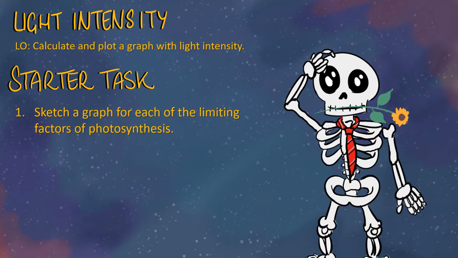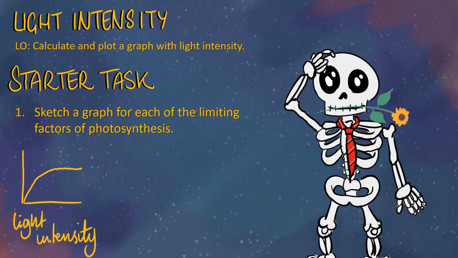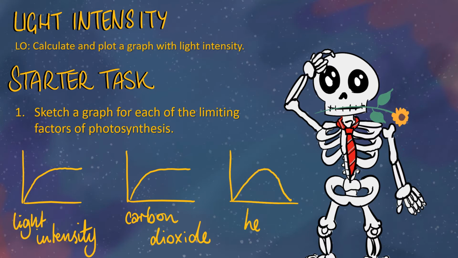Okay, number 2 was name the 3 limiting factors for photosynthesis. So I'm going to do number 2 and question number 3 at the same time. So the 3 factors are light intensity and the graph should look like that, carbon dioxide and the graph should look like that, and heat and the graph should look like that. So give yourself marks for those starter tasks, please.